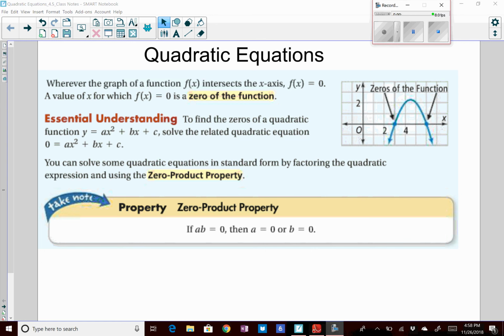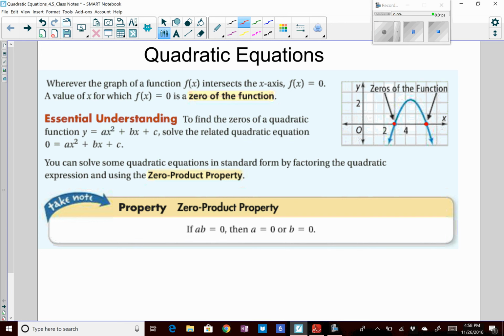Quadratic equations. If you take a look at the graph here on the right, you notice that we have a parabola, which comes from a quadratic equation. And notice that where the parabola crosses the x-axis are the solutions to that quadratic equation. They call that the zeros of the function.